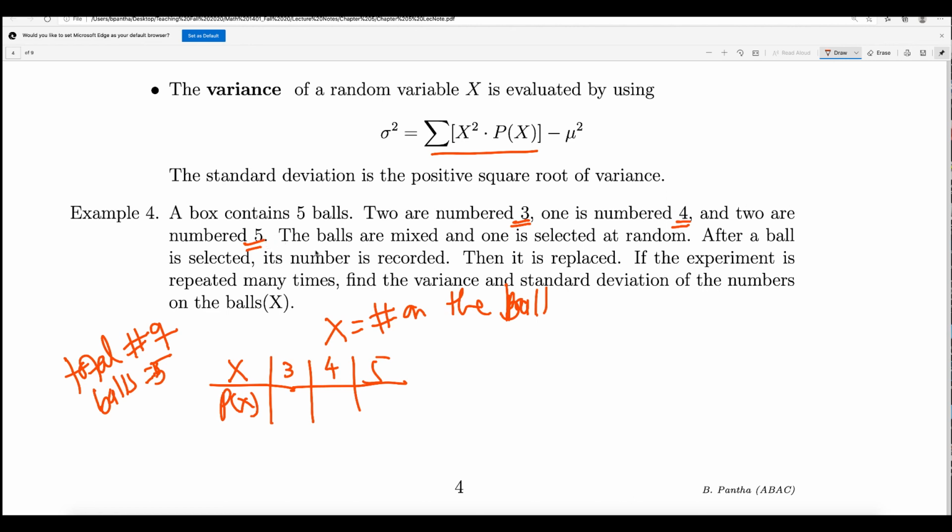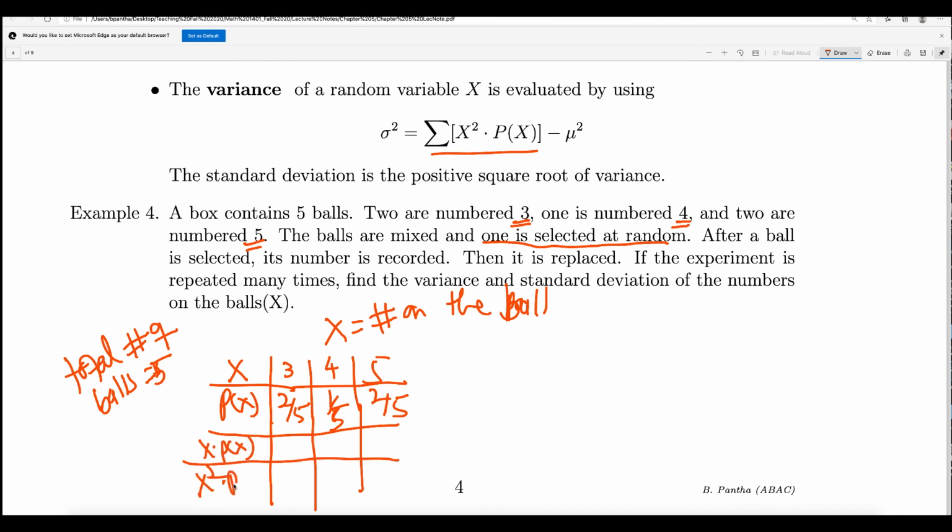Now if you select one ball randomly, the probability that it has number 3 is 2 over 5, because there are 2 balls with number 3 and the total number of balls is 5. So 1 over 5 for number 4 balls and then 2 over 5 for number 5 balls, because there are 2 balls that have number 5. Now we need to find the mean and variance. That's why we need x times px, and we also need x squared times px, because the formula needs x squared times px and we need to sum them. Okay, so let us do that.